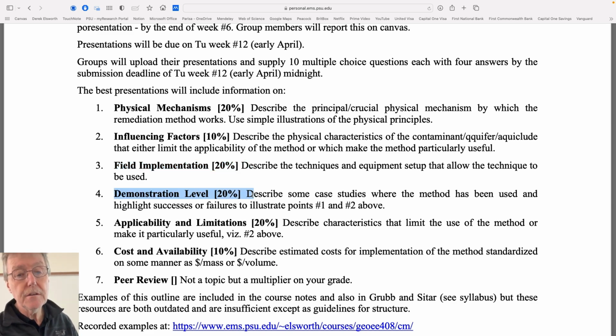How well demonstrated is the method? Is it a theoretical method that's just in its infancy, where people are doing lab studies to see whether it can work? Or is it something that's been used for 20 or 30 years?